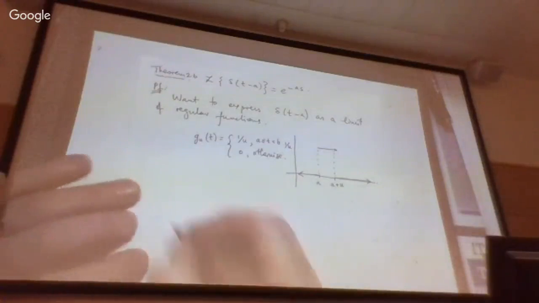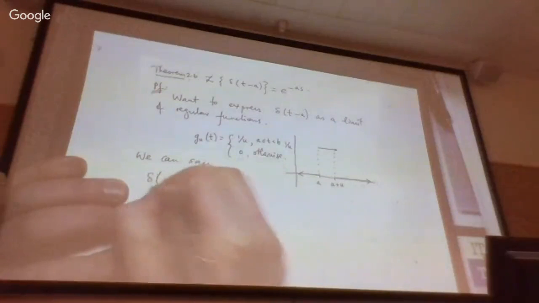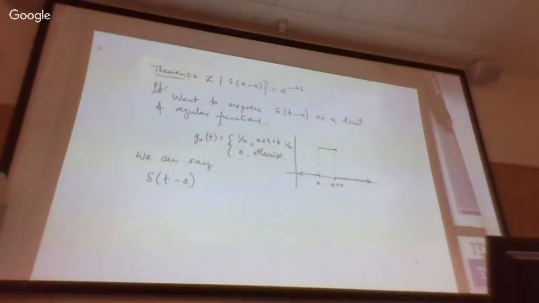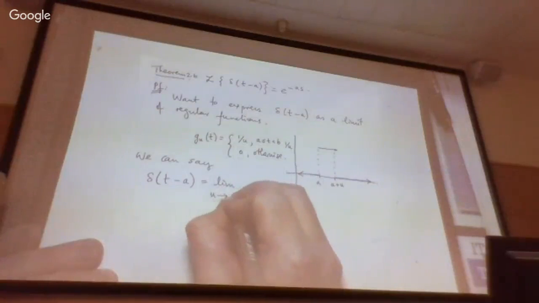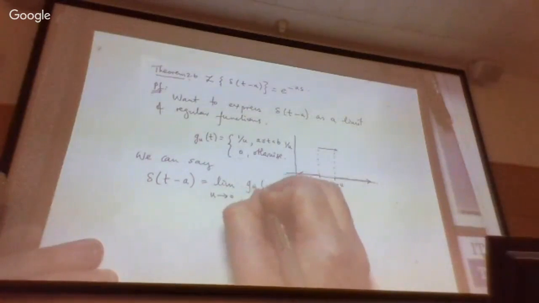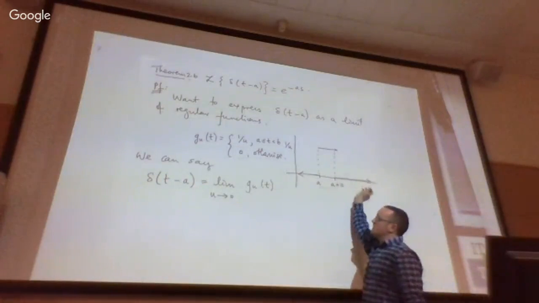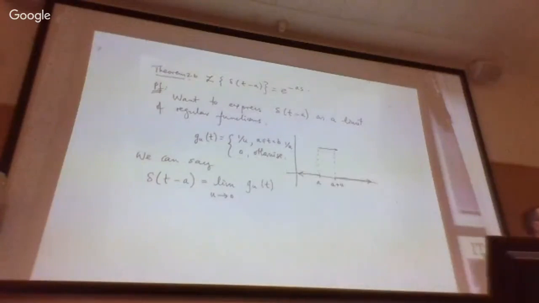So we could say that the Dirac delta function, delta of t minus a, so this is the infinite spike located at t equals a, we're going to say that this is the limit as u goes to 0 of g_u of t. But now this kind of situation, this thing which is 0 everywhere except in an interval where it's a constant value, we can represent that easily using Heaviside step functions, okay? Just like we did in the examples we looked at this morning.